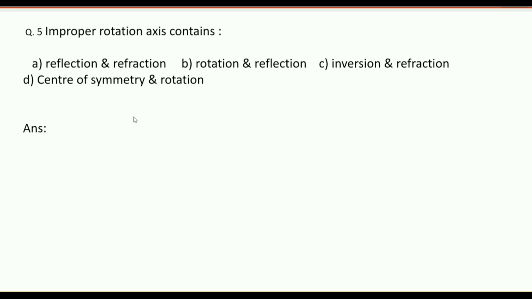Now the fifth question: an improper rotation axis contains reflection and refraction, rotation and reflection, inversion and refraction, or center of symmetry and rotation. So improper rotation is represented as Sn. So this Sn is what? Rotation, then reflection. So option B is the right answer, rotation and reflection.